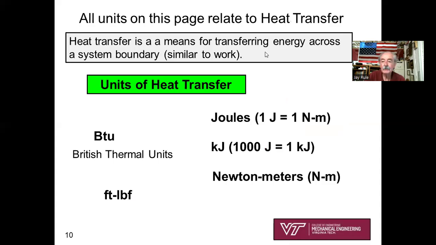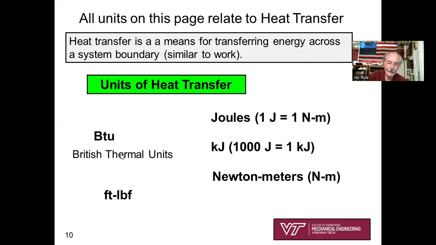All units on this page relate to heat transfer. So let's look at units. Over here on SI, the easiest part, joules represent measures of heat transfer. Well, that's a Newton meter, so that could work too. A Newton meter can work, but a joule is a measure of heat transfer. Similarly, a kilojoule, just multiply a joule by 1,000. Kilojoule is a very common way to express heat transfer.